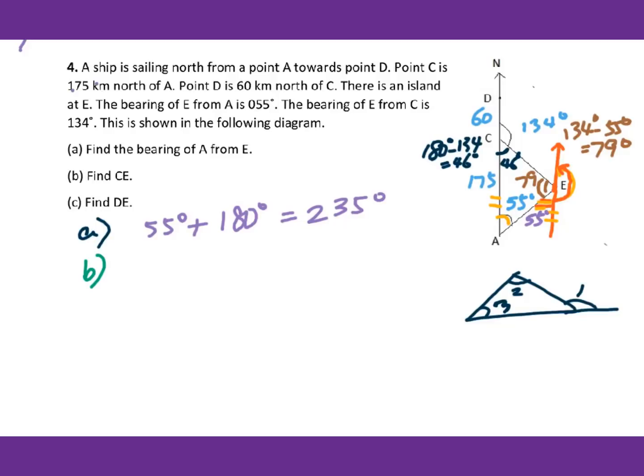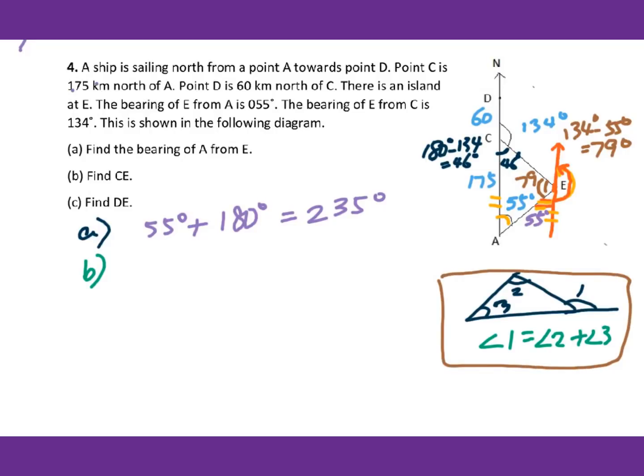For this diagram, angle 1 is the exterior angle of this triangle. Numbers 2 and 3 we call non-adjacent interior angles. Angle 1 equals angle 2 plus angle 3. This is a very important fact for the exterior angle of a triangle.